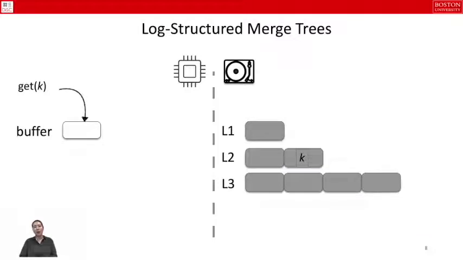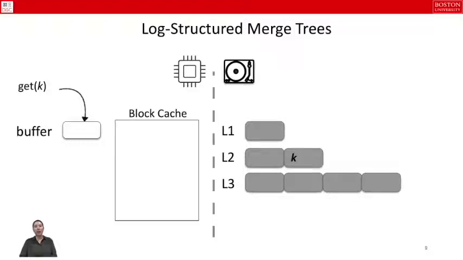A point lookup first checks the in-memory buffer and then traverses the tree from the shallowest to the deepest level until it finds the first match. In order to keep useful blocks in memory, LSM engines often use a block cache. For each level, the Bloom filter is always looked at first. If it is not in the cache already, it has to be fetched from storage. Then if the Bloom filter query result is negative, the lookup moves to the next level.